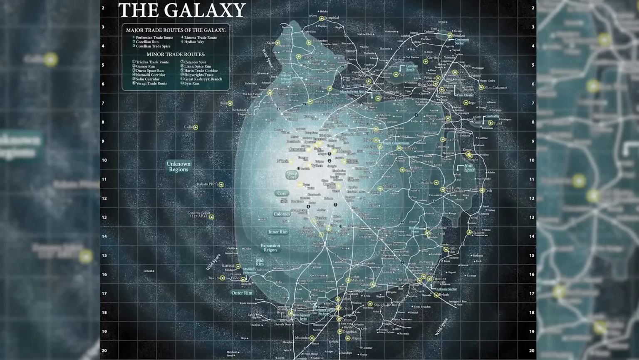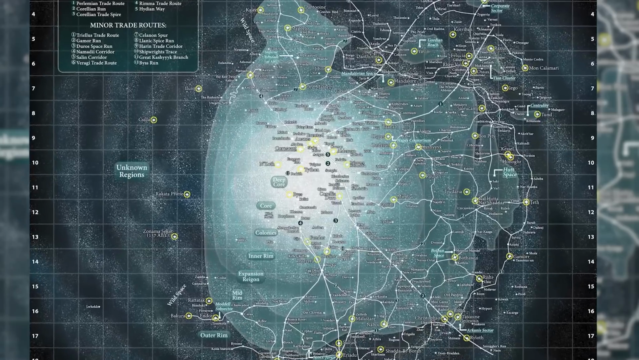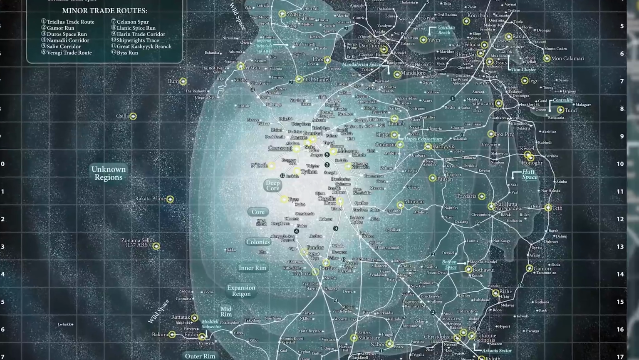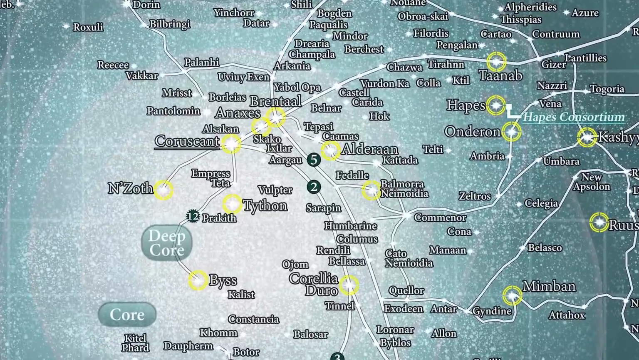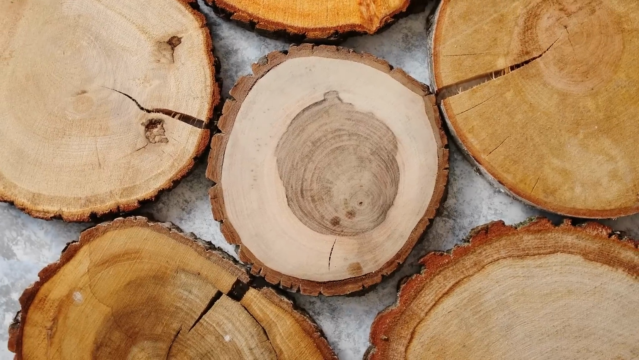If you take a close look at the galactic map, outside of the northeast quadrant, it seems like everything is oriented from the center and then outwards. If you look even closer, you can see the many spurts of growth and expansion the Republic went through, like age rings on a tree.